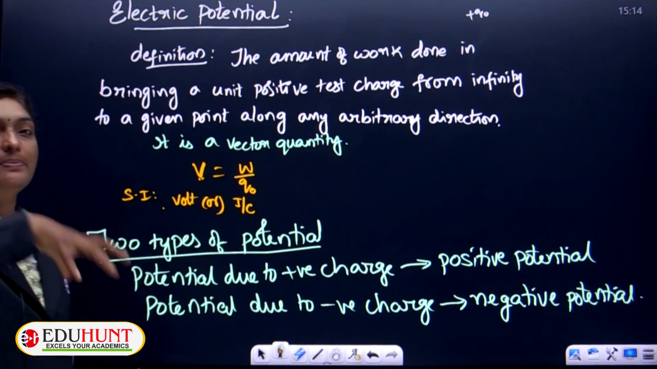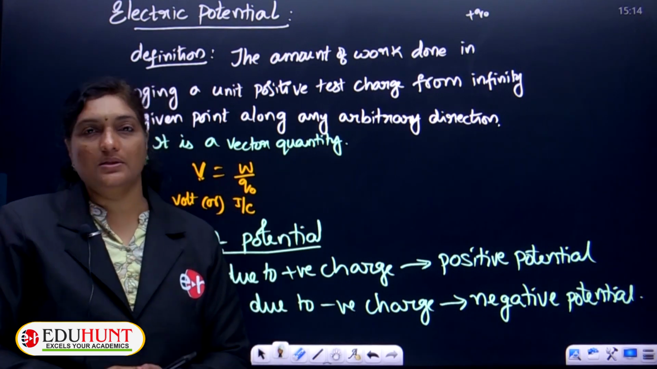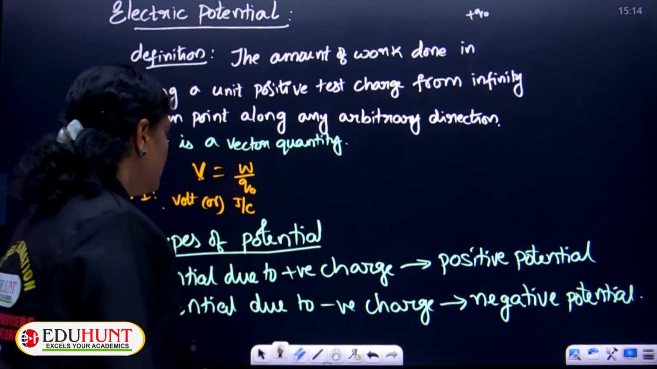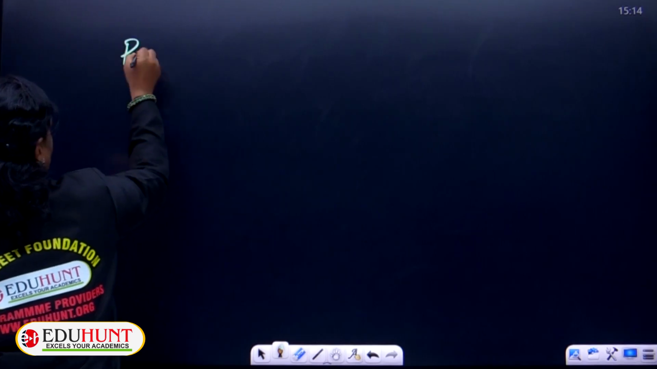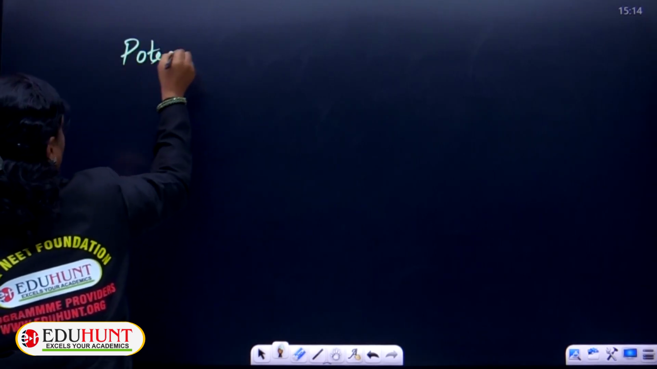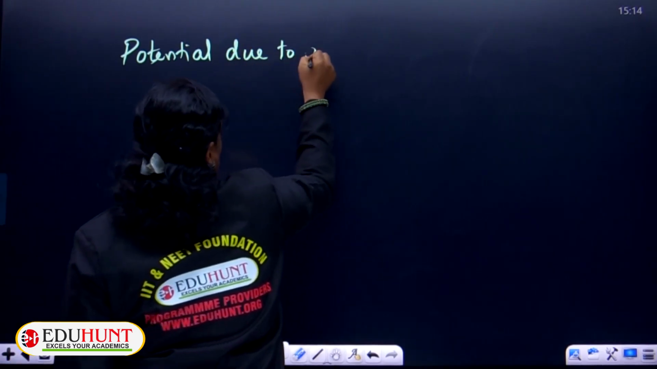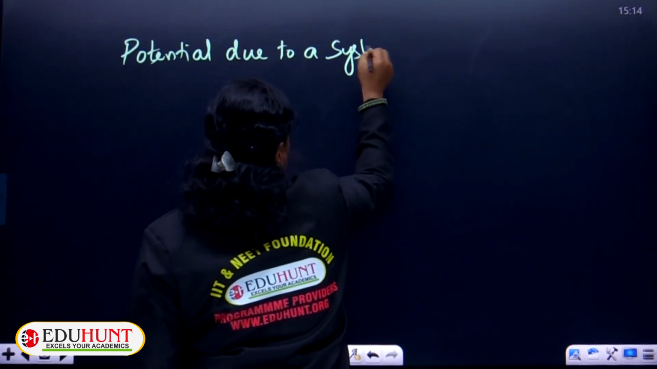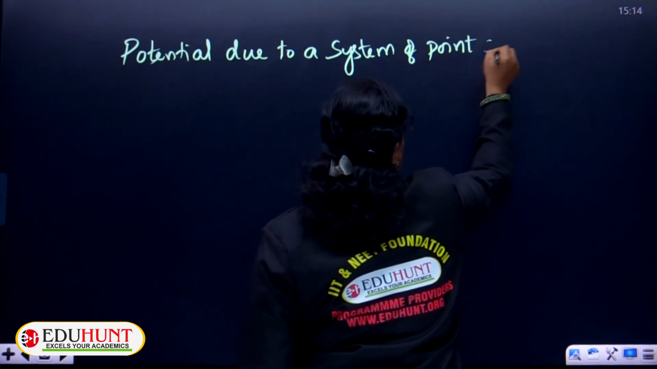single charge. If multiple charges are located, then how will the effect be on those charges? Let us discuss in detail. Okay, the last topic: potential due to a system of point charges.